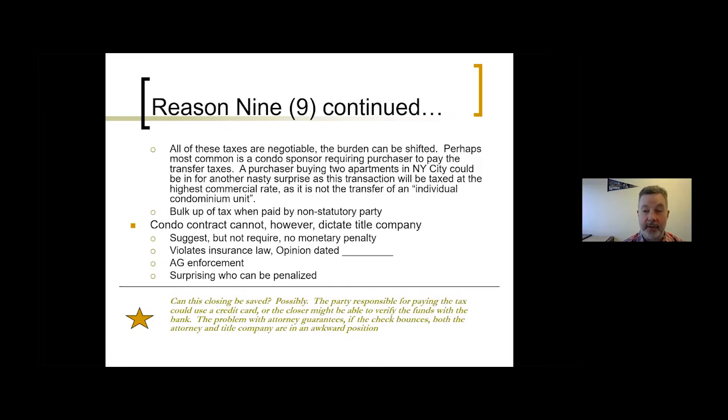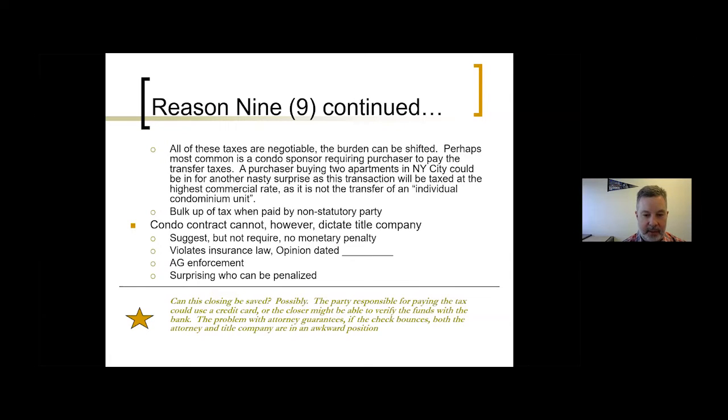One thing a condo contract cannot do is tell you that you have to use ABC Title Company. That can't be done. It's a violation of insurance law. They can suggest, say, we work with Stewart Title, we work with First American, order title with them because they've already cleared up a lot of the issues. But they cannot demand that you use them, and they cannot force a penalty clause either.